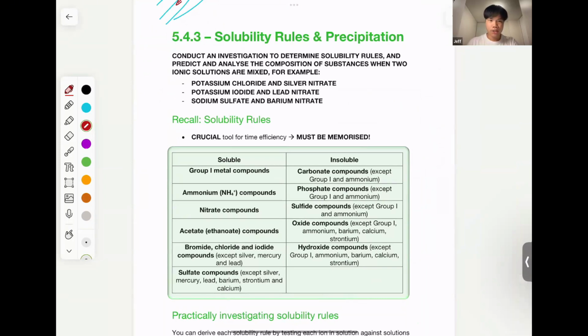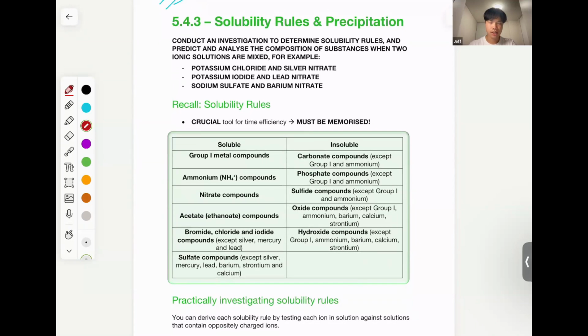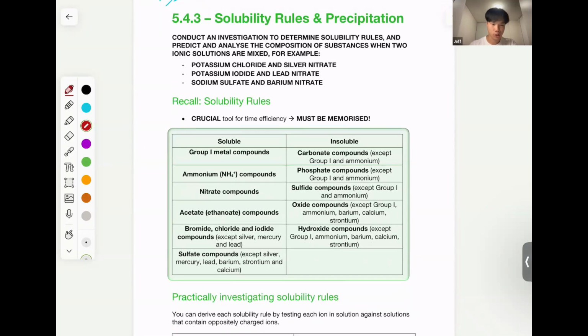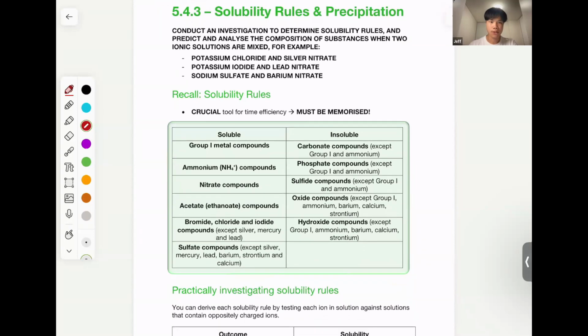Solubility rules and precipitation. Hopefully, by this point, you've come up with a system to remember your solubility rules, whether it's NAG, SAG, PMS, Castro-Bear, or you're manually remembering, it doesn't really matter. Just have a system that works.